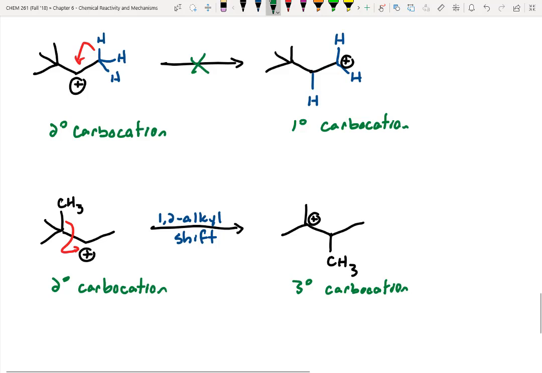Yep. If it can shift between two different, like if there's tertiary on either side of it, would it kind of go back and forth? Yeah, so that's a good question. If you've got multiple ways to rearrange from secondary to tertiary, you'll just get a mixture of different potential products. It's nearly impossible to control which one you'll get. And so we'll see examples of that when we get into substitution chemistry.